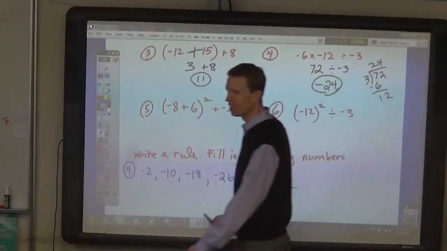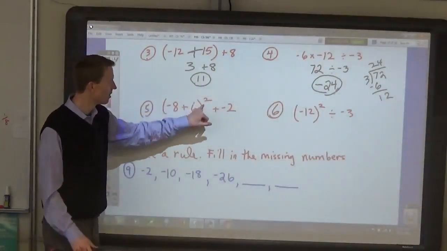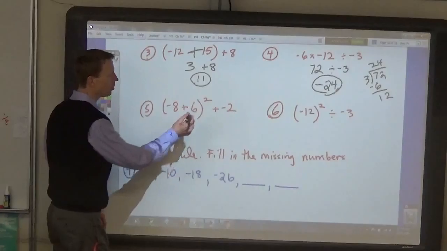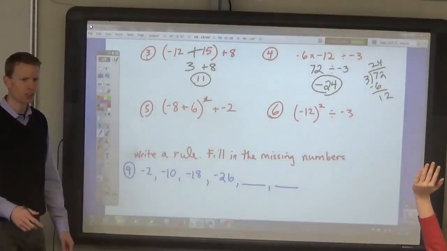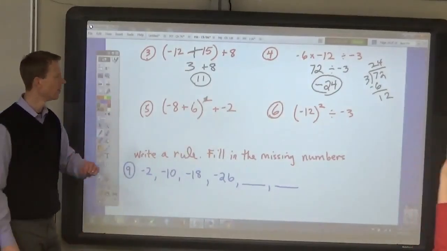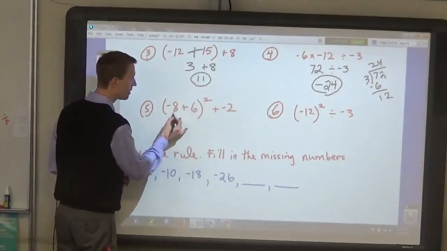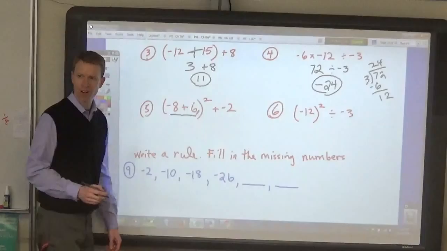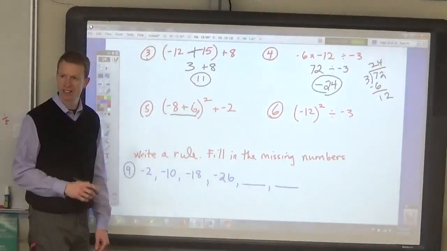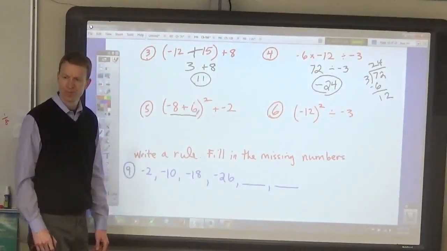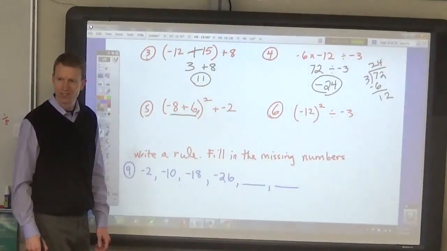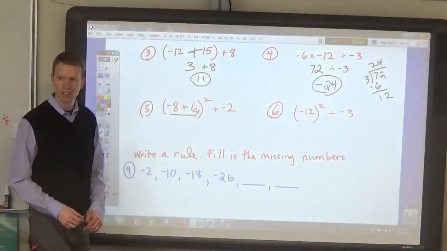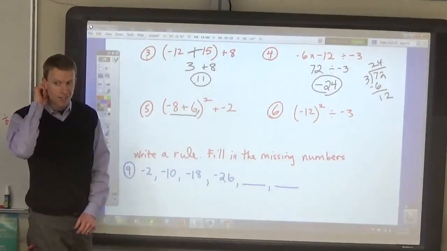Over here, oh, it's got one of those little 2's. So, what do we have to do first here? Ariana? Yeah, in parentheses again. Simplify this first. Jeremiah? Negative 8 plus 6 is negative 2.